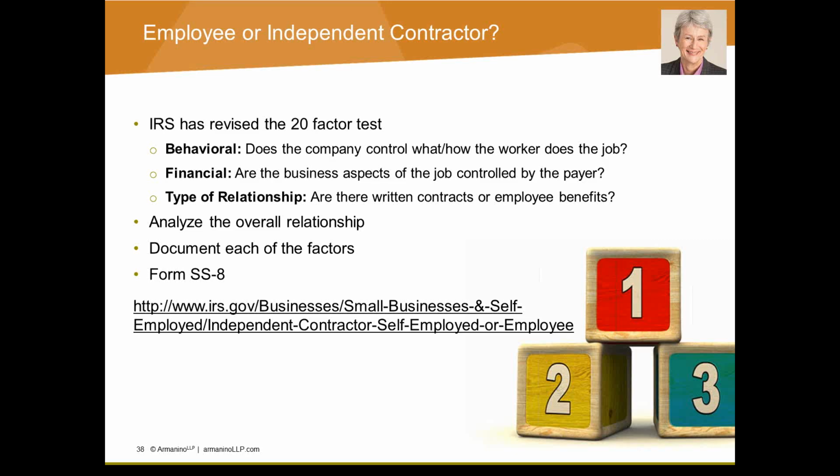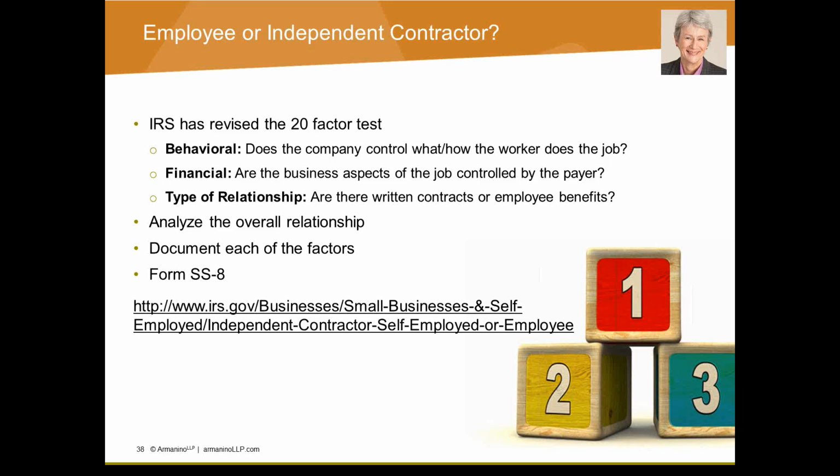The financial considerations are the business aspects of the worker's job controlled by the payer. Things like this include how does the worker get paid, whether expenses are reimbursed, who provides the tools, supplies, etc. And then type of relationship. Are there written contracts or are there employee-type benefits? So you can see that under a contract, that makes you look more like you're independent, but if you get employee-type benefits, that makes you look more like an employee. So type of relationship is a big part of the analysis.